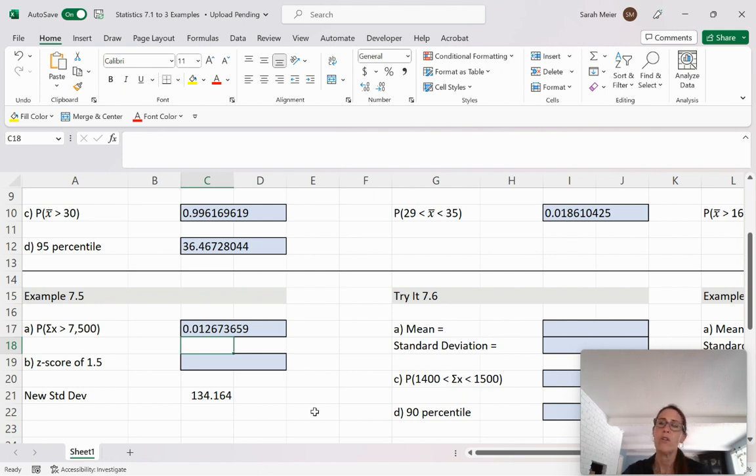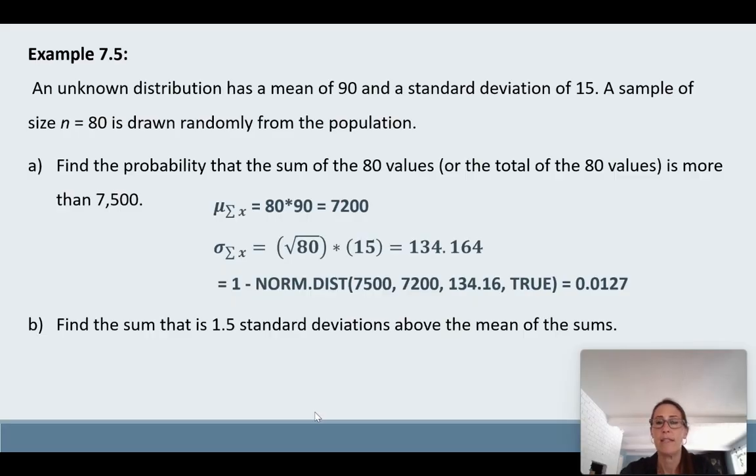So again, whenever you're doing these problems, do it in a way that you understand for your brain, maybe it's step by step, or maybe it's all together. One way is not better than the other. It's just how you remember it and how it makes sense to you. So now find the sum that is 1.5 standard deviations above the mean of the sums.